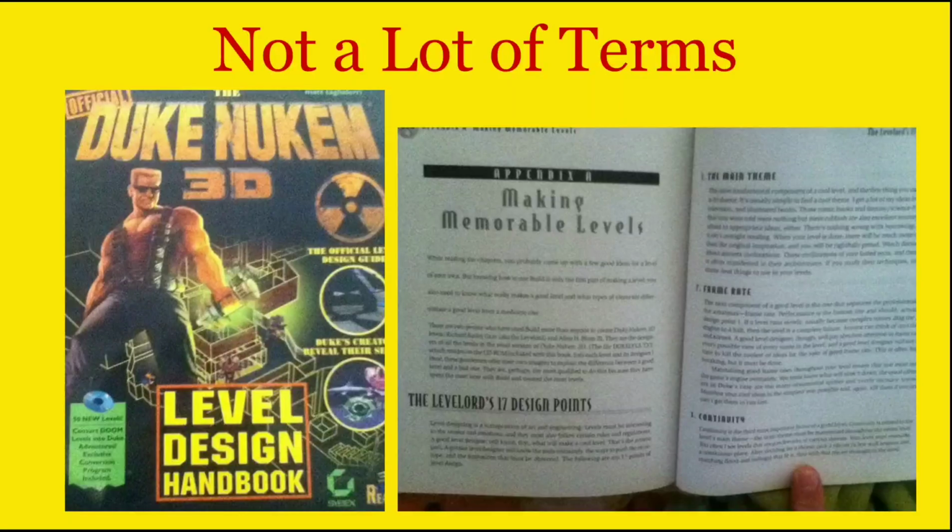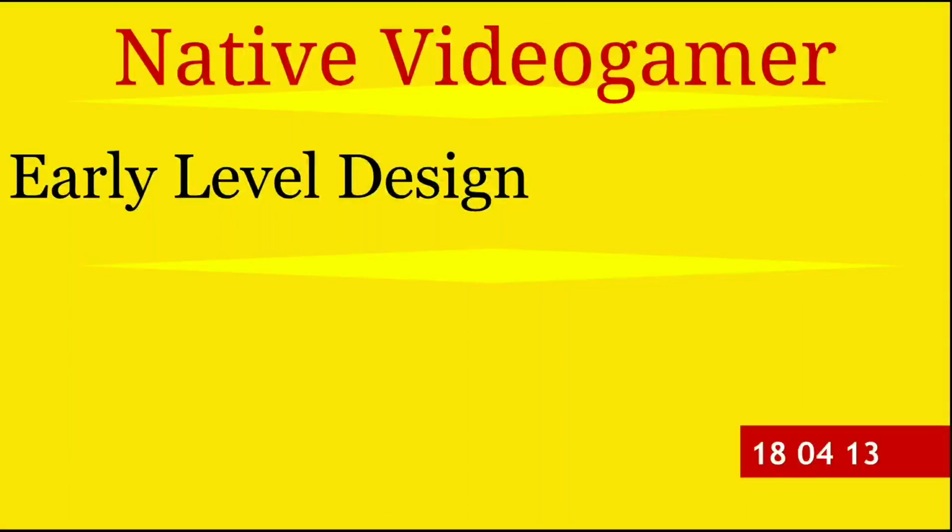Next video, we're going to explain the reason why they don't have a lot of terms, and the reasons why back in the 90s when video games or 3D levels were just starting, they started to get into this system that you just saw, but they weren't really understanding what they were doing. And you'll understand why we don't talk about weenies or anything like that openly. That's early level design.